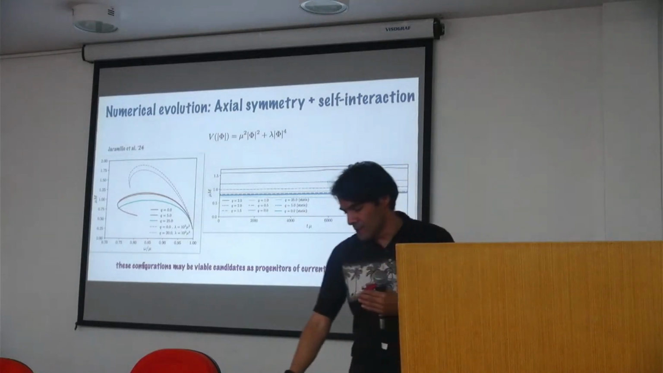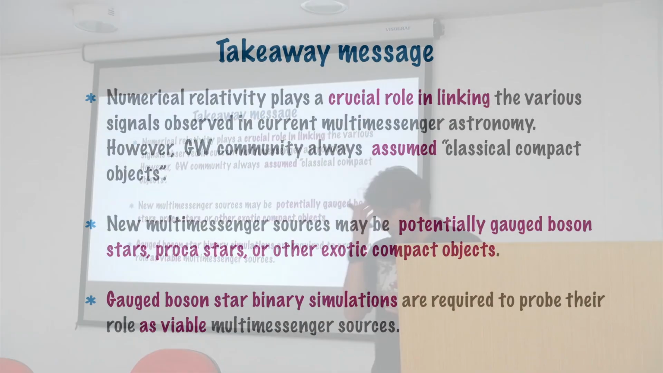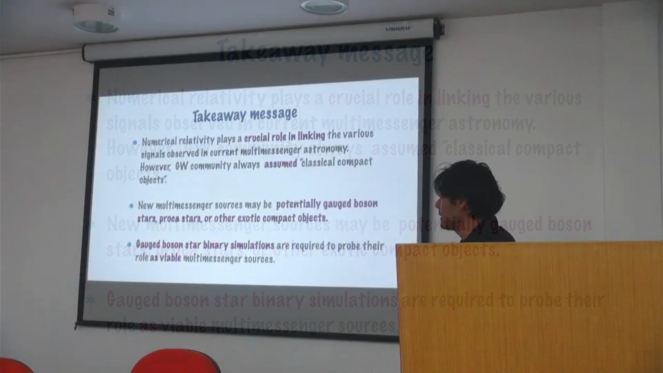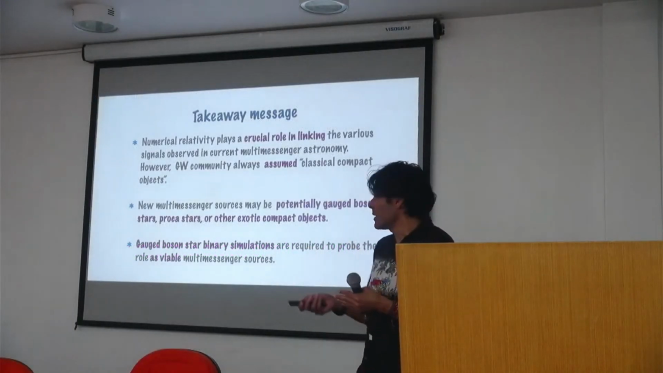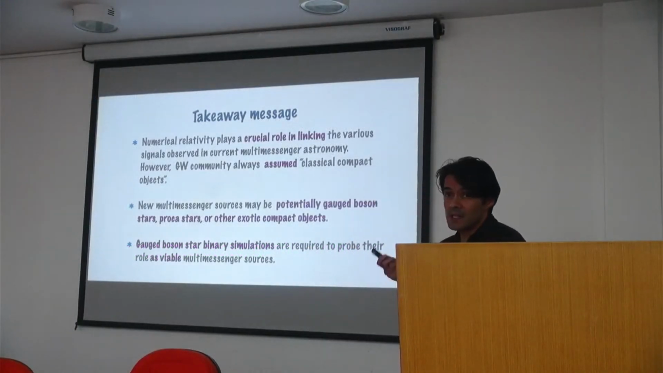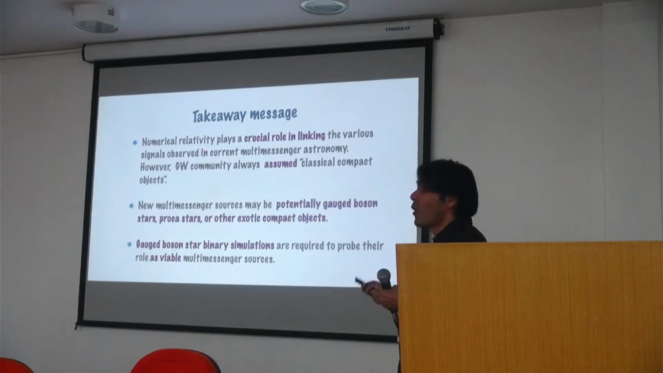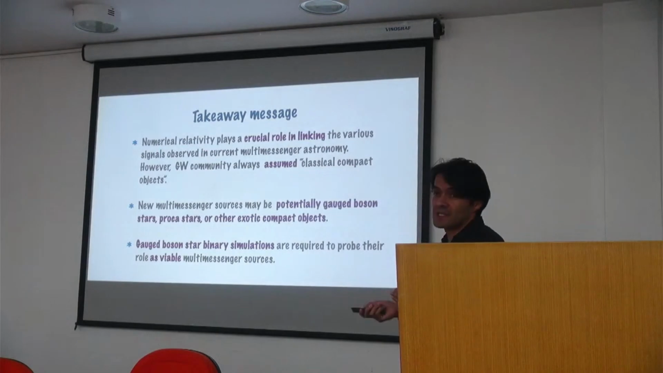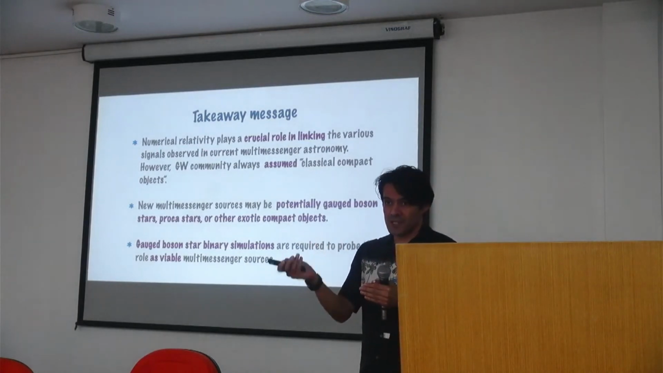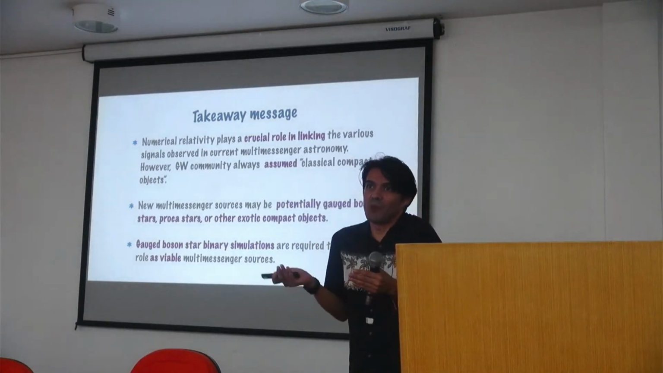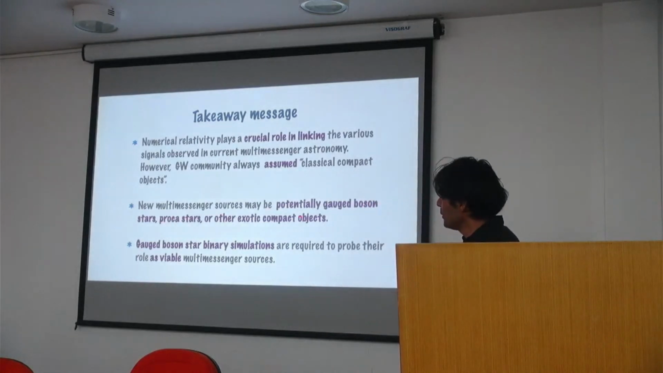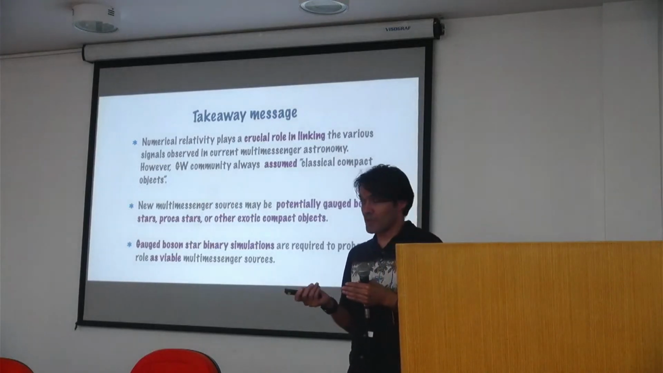So just to finish, let me give you some takeaway messages. Numerical relativity plays a crucial role linking the various signals that we have observed. But the gravitational wave community is always assuming, and this is a bias, I think, that we have classical compact objects. And by classical, I mean black holes and neutron stars. They don't allow more exotic compact objects, which is weird. But now maybe there are new multi-messenger sources like these magnetized or charged boson stars.